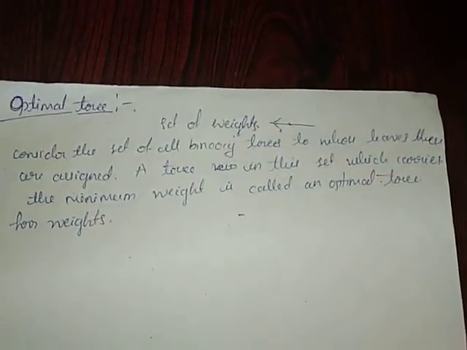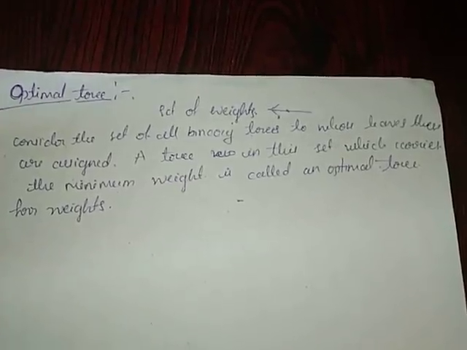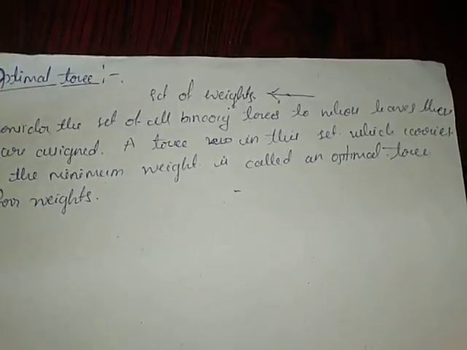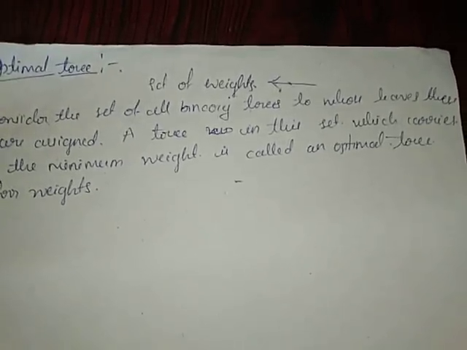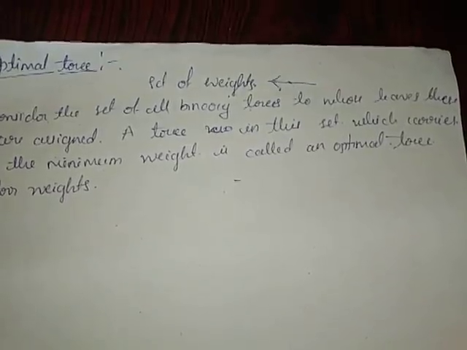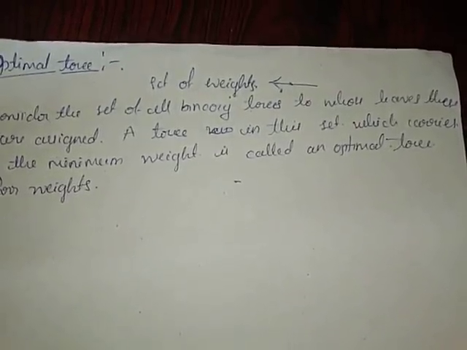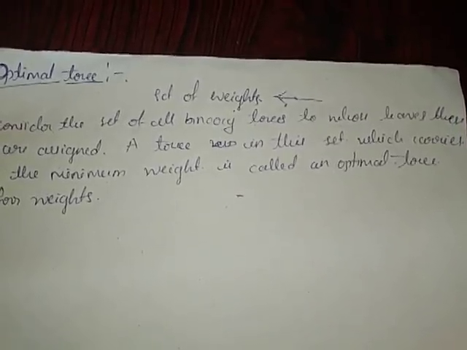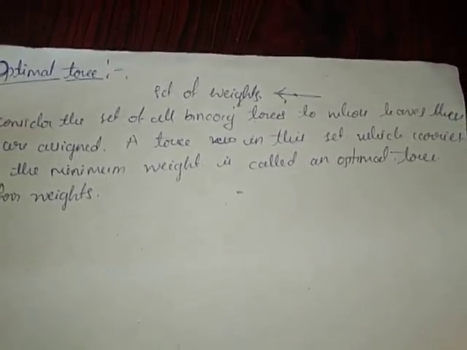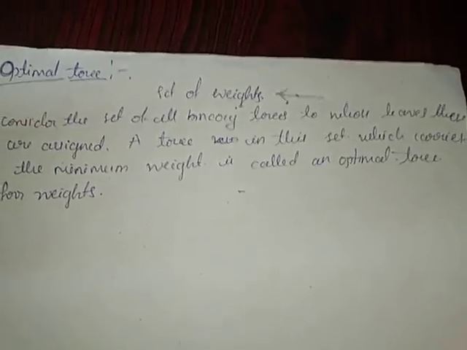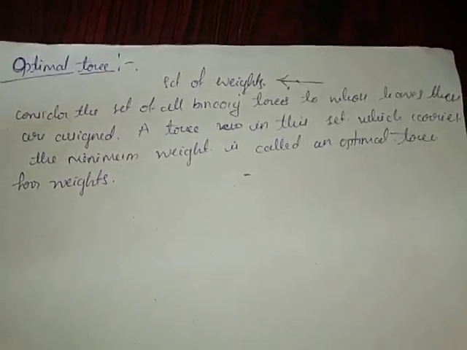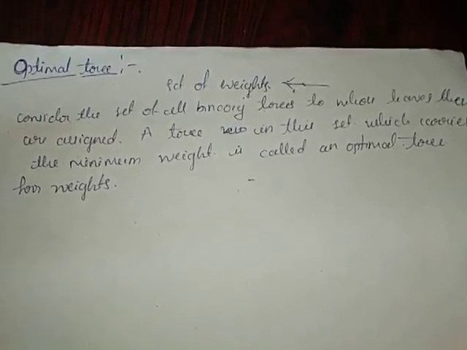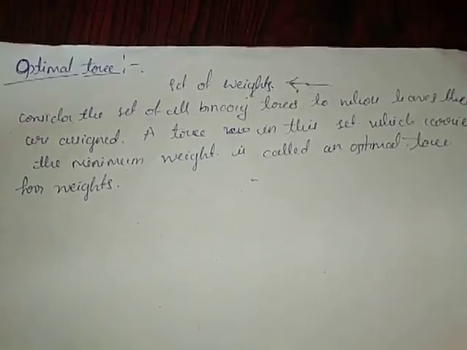So suppose we have a set of weights, and we consider the set of all complete binary trees to whose leaves these weights are assigned. Then a tree in that set which carries the minimum weight, meaning the smallest value of the weight, is called an optimal tree for the weights.